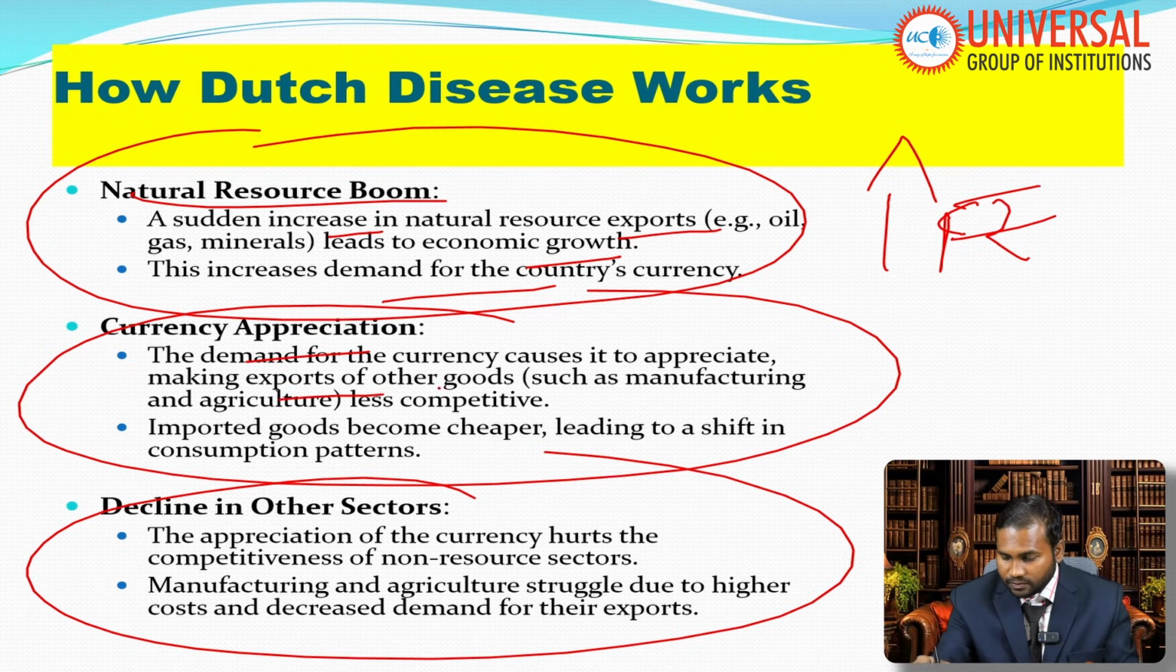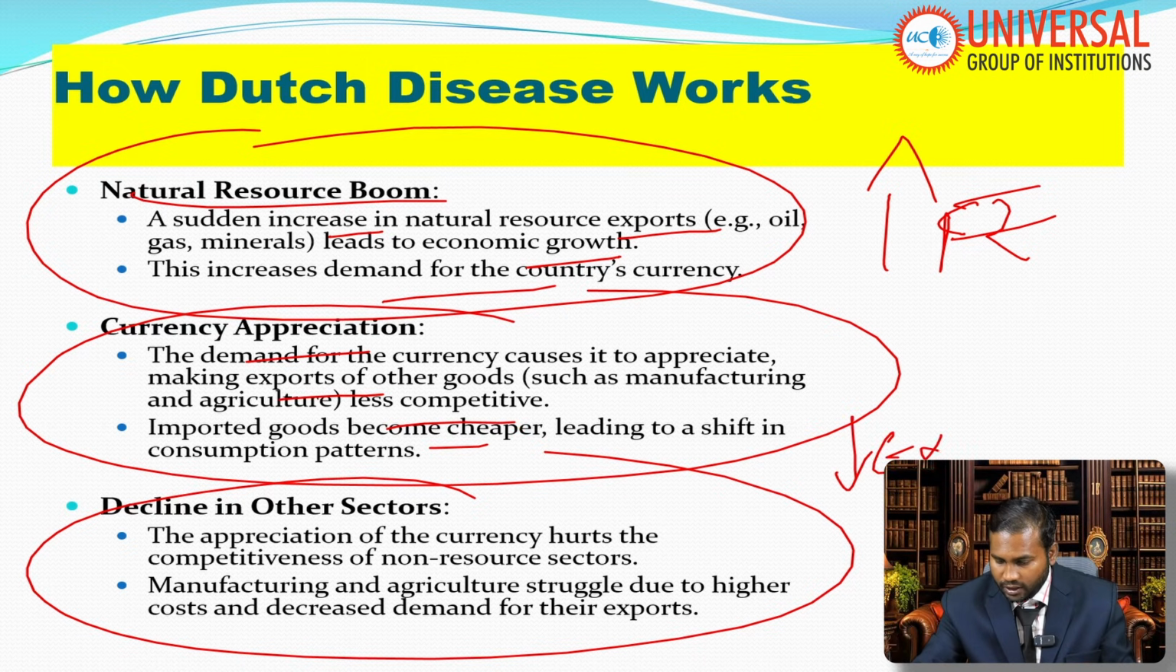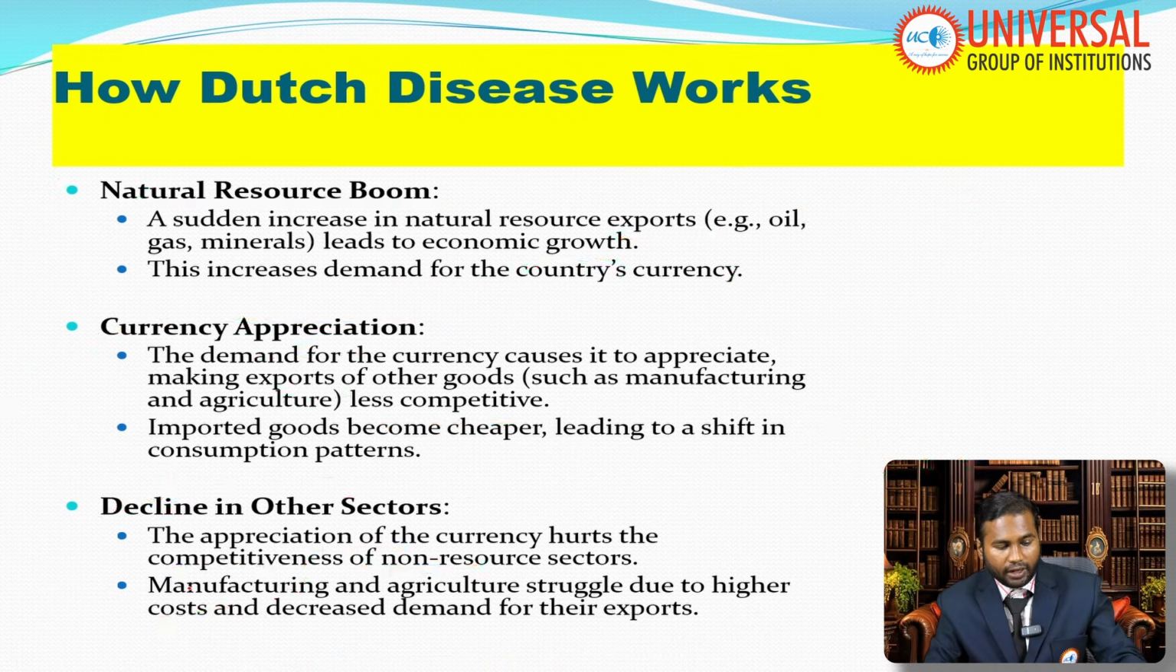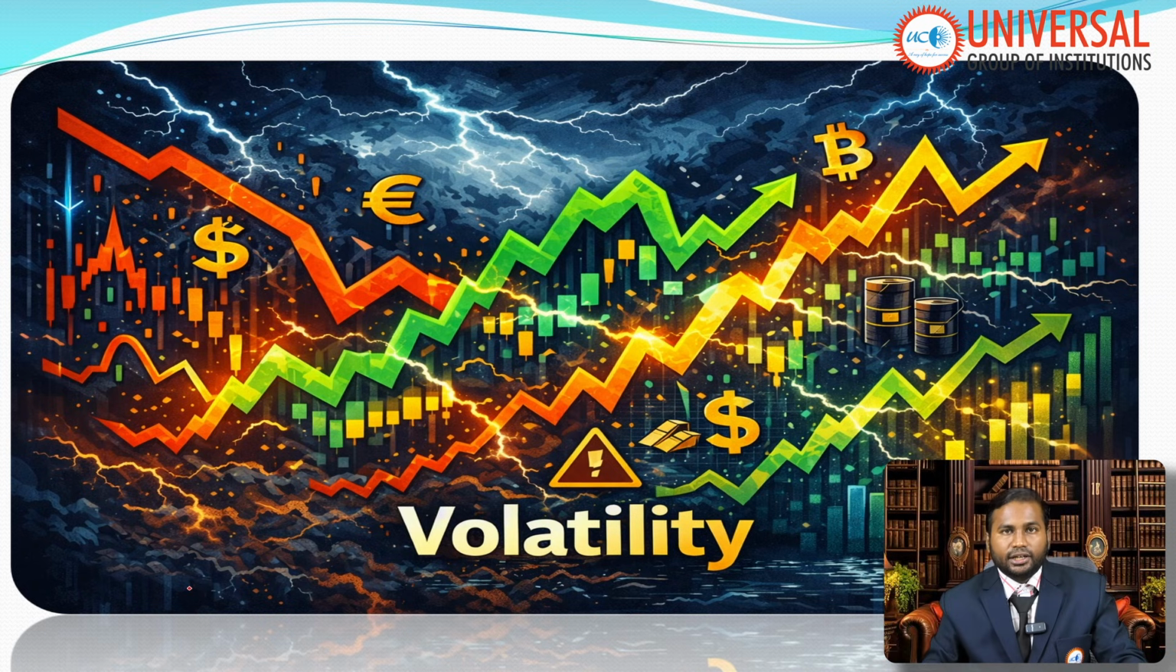This currency appreciation will result in a reduction in exports, and imported goods may become cheaper, and so the consumption pattern also changes. But the problem is the decline in exports, and other sectors are crippled and hurt. After that, you can see manufacturing, that is the industrial sector, and other sectors get crippled. You can see the decline in exports, and volatility is going to hamper the progress of the economy. Nobody is going to demand the product because it is costlier in international trade.